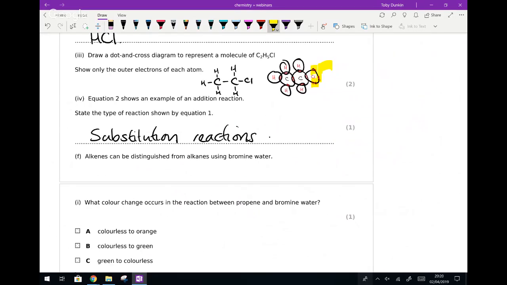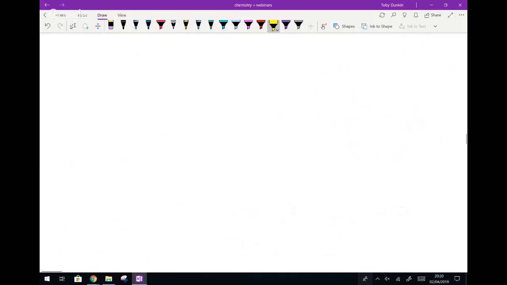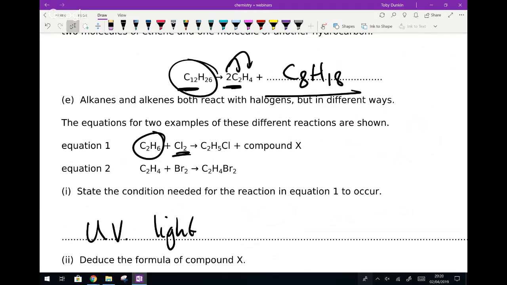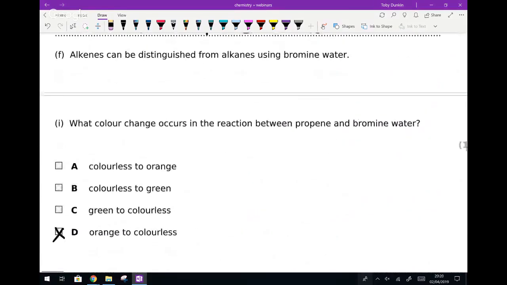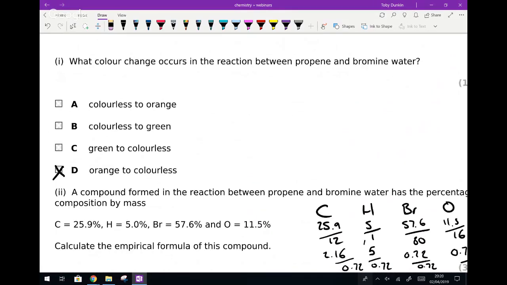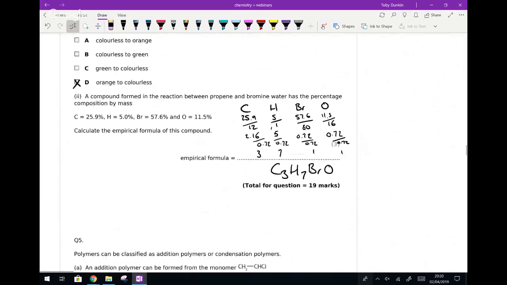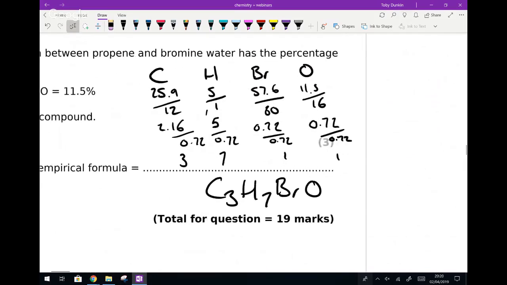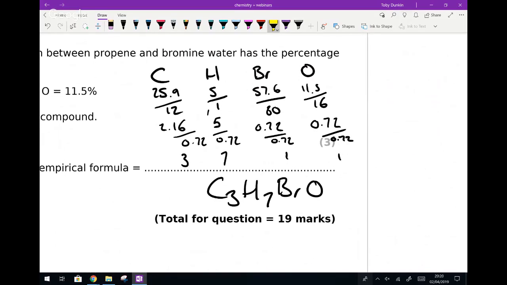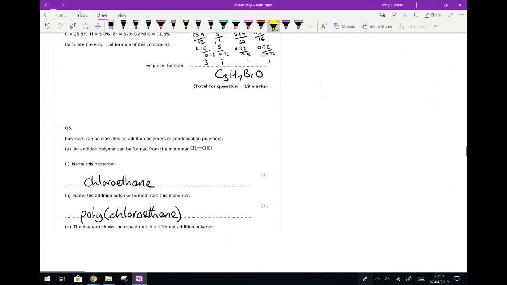Next. What type of reaction is shown in equation one? I assume equation one was an alkane plus chlorine, so it's a substitution reaction. Propene and bromine water, the orange will turn colorless. A good old empirical formula. I think I'm going to run a calculations webinar probably in the next coming weeks.